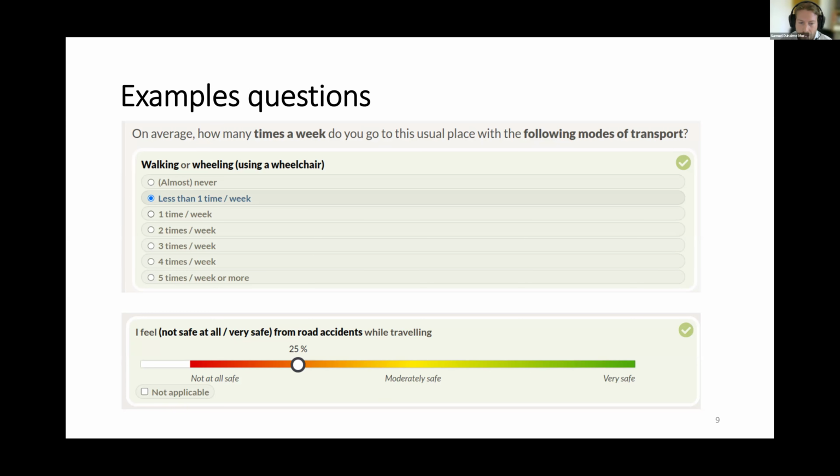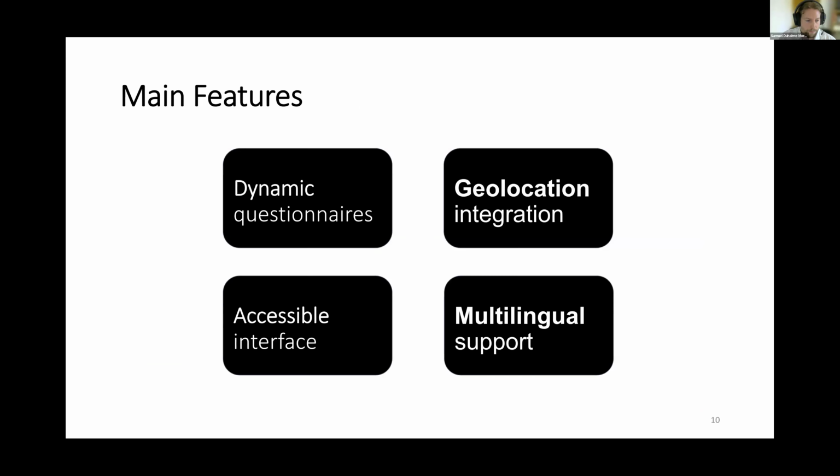The second example is a range input question. So the question was, how do you feel? Do you feel very safe or not safe at all from road accidents when traveling? So it's an effective way to capture the dimension of exposure to externalities that Catherine is going to present after.